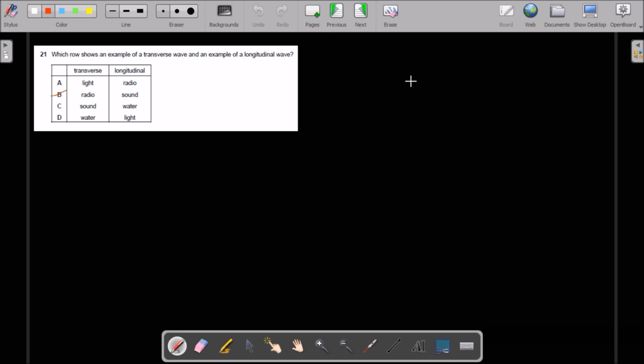Question 21. Which row shows an example of a transverse wave and an example of a longitudinal wave? We know that radio wave is transverse and sound is longitudinal. Light also is transverse. That's why B is right.